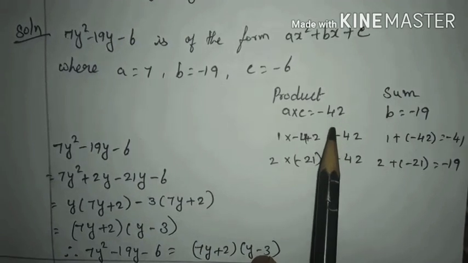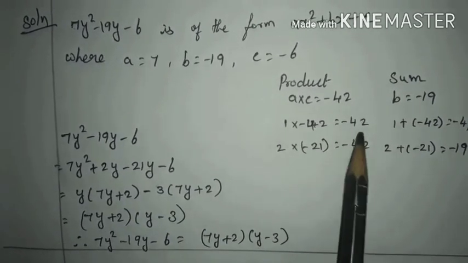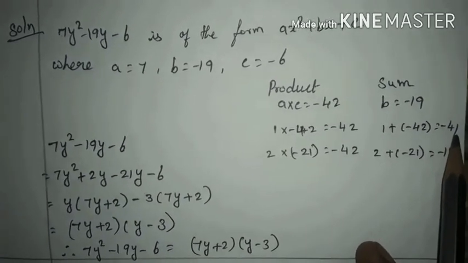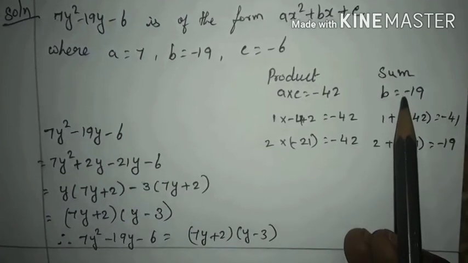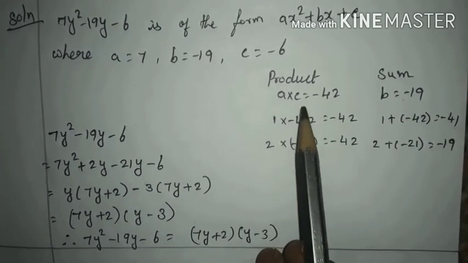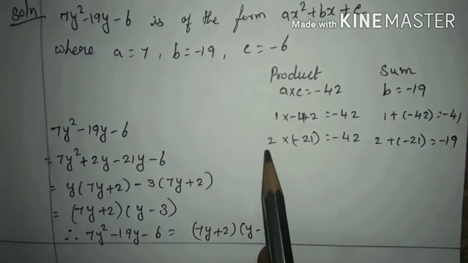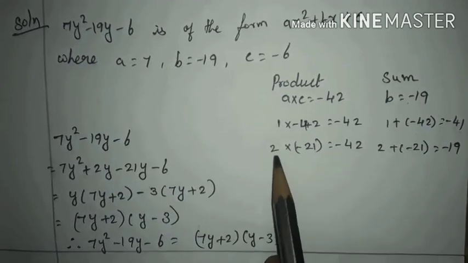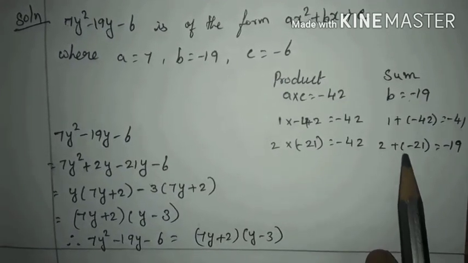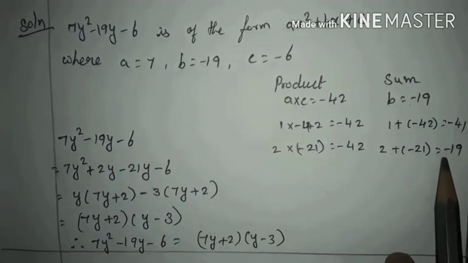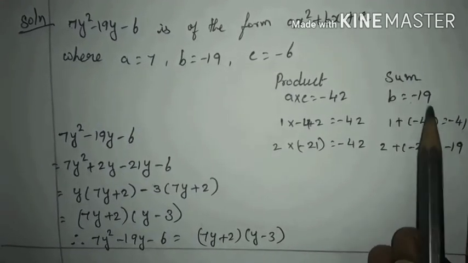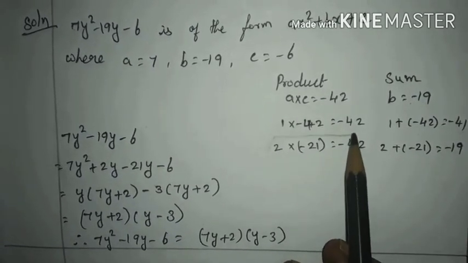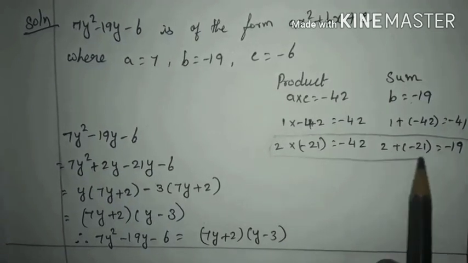This minus 42 can be written as 1 into minus 42, we get minus 42. But if we add this 1 and minus 42, we get the answer as minus 41. That is not equal to minus 19. So we are moving to the next two factors of minus 42, and that we can write as 2 into minus 21. We get the answer as minus 42. The same way, if we add these two numbers, that is 2 plus minus 21, we get the answer as minus 19. This is the same as the sum given. So we are going to take the factors of minus 42 as 2 and minus 21.